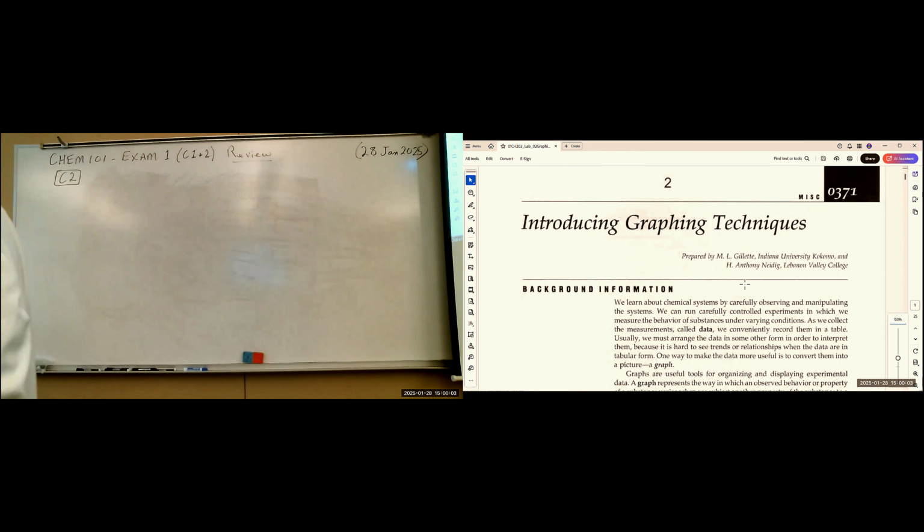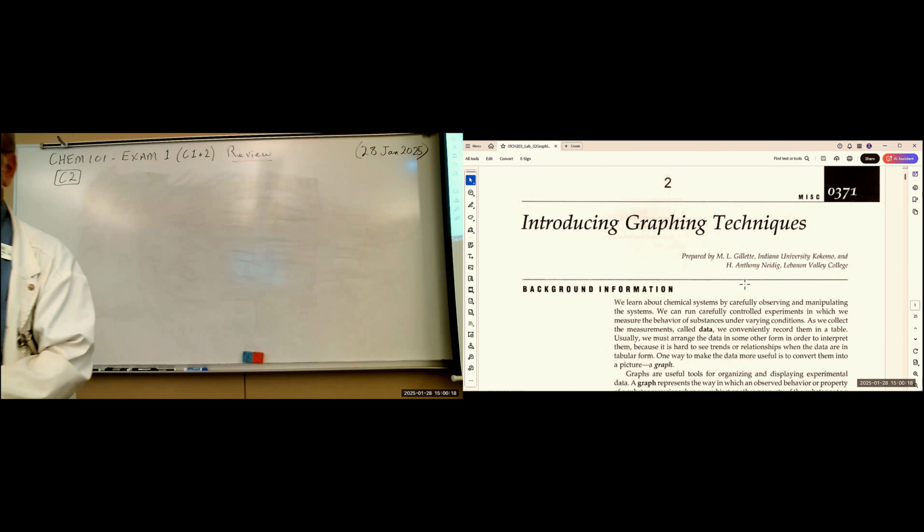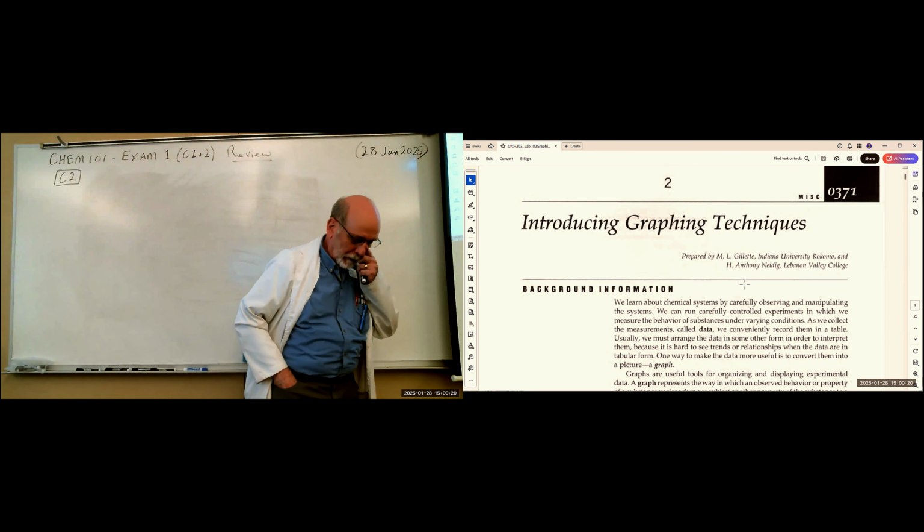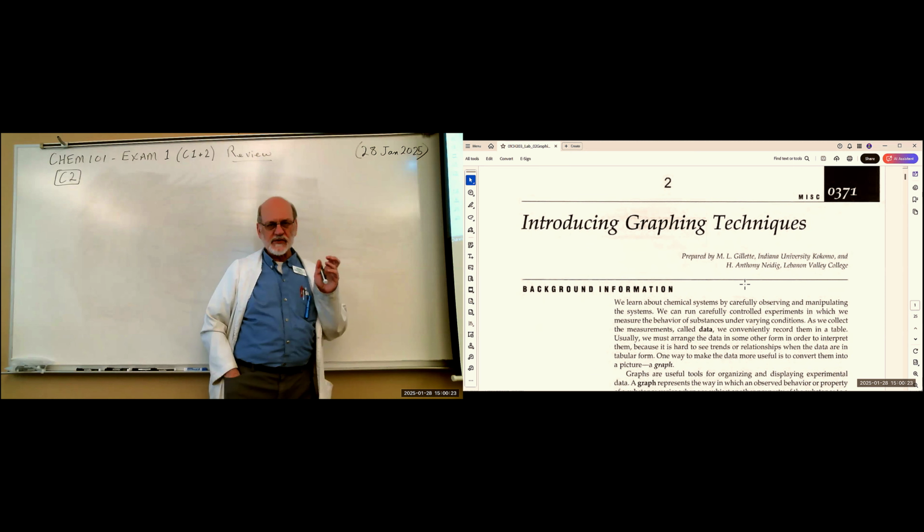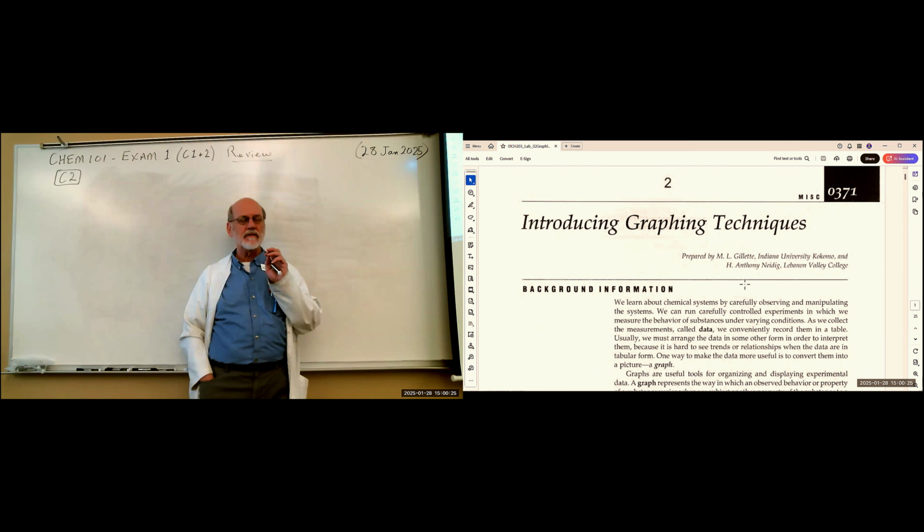Now, why am I bothering with graphing techniques in chemistry lab? Or did I mention it already? I don't know if I did. When you present results of experiments in the lab, there are a number of ways that you can present the information you've obtained from the lab to make your point. You're trying to convince your audience of your position, your interpretation of that data.